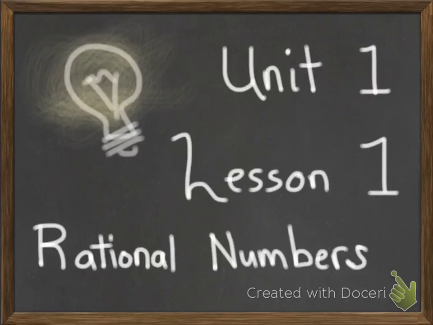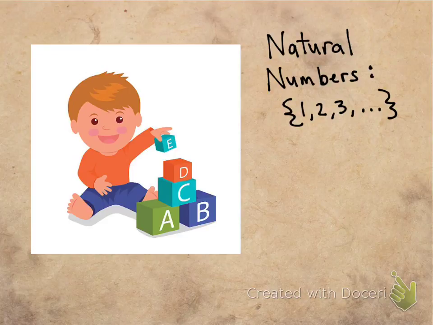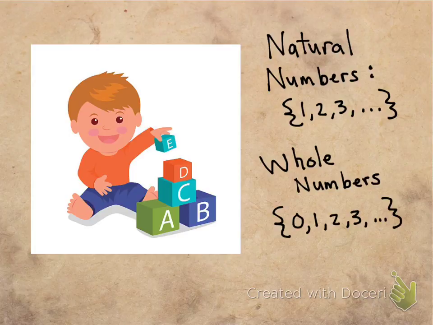Unit 1, Lesson 1 is about rational numbers. When you first start learning about numbers, we use natural numbers, which are the counting numbers, like you would use to count objects, 1, 2, 3 blocks, and so on. The next step is to recognize the value 0, or having absolutely nothing. The list of the natural numbers, including 0, is called the whole numbers.